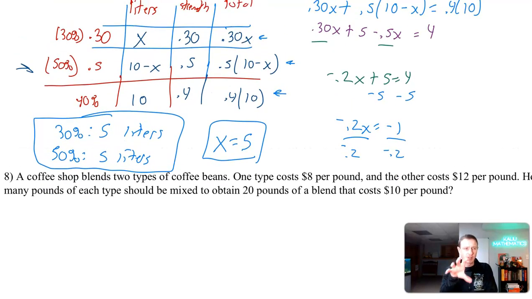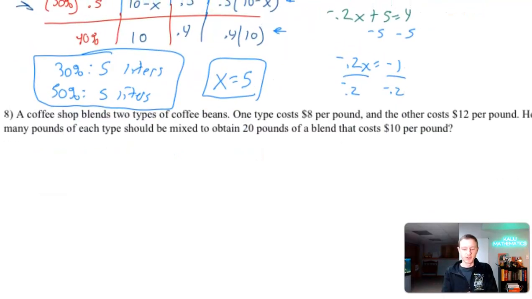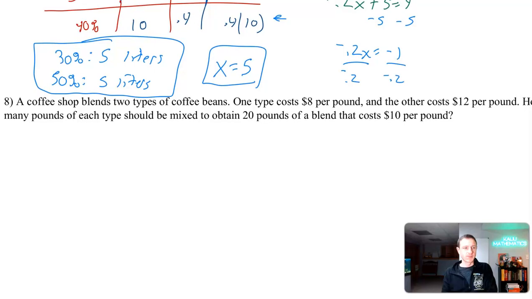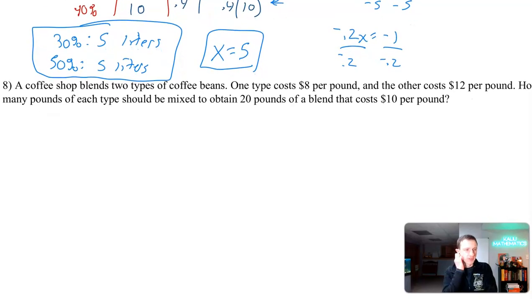That's the foundational type of set. Like this table, you can generate the same type of information for most problems in this same type of scenario. So let's look at the next one. It says a coffee shop blends 2 types of coffee beans. One type costs $8 per pound and the other costs $12 per pound. How many pounds of each type should be mixed to obtain 20 pounds of blend that costs $10 per pound?